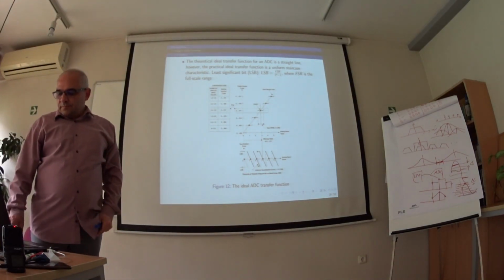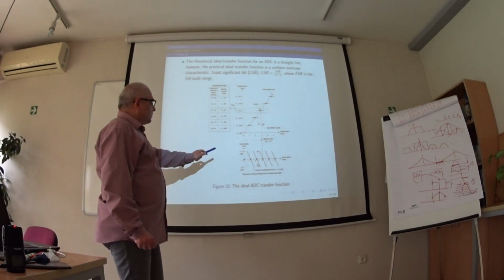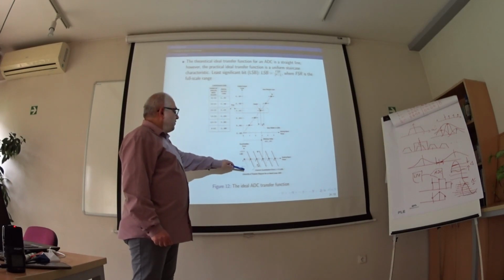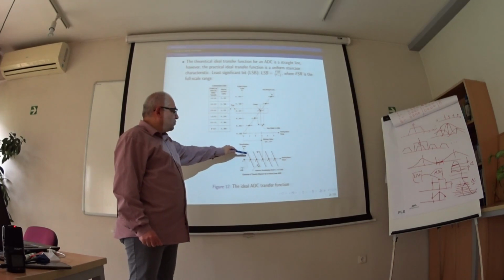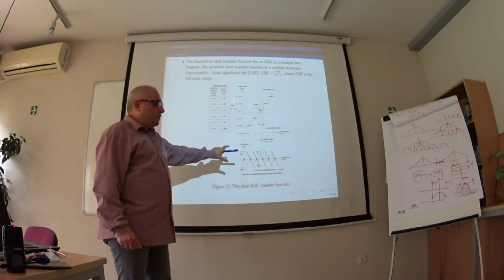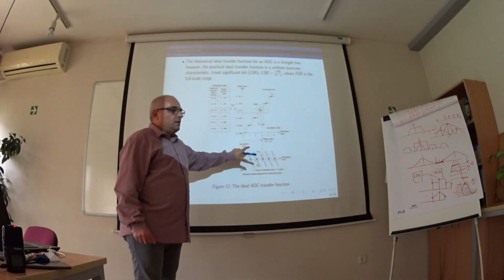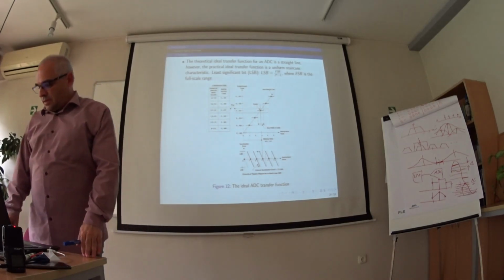For our best analog to digital converter, the quantization error ramps from minus half least significant bit to plus half least significant bit. It stays in the range of half least significant bit error.